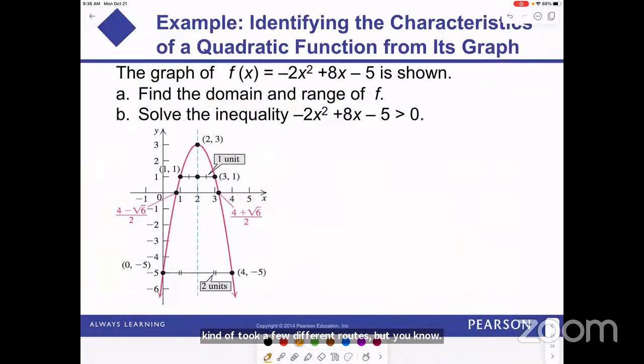We got just under 10 minutes. So it says the graph of this function is shown. Find the domain and range, and then solve this inequality. We're actually almost done.